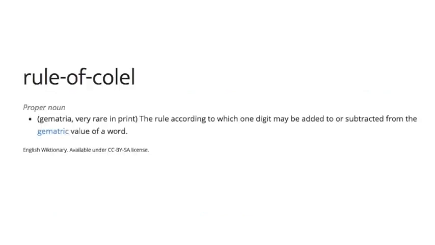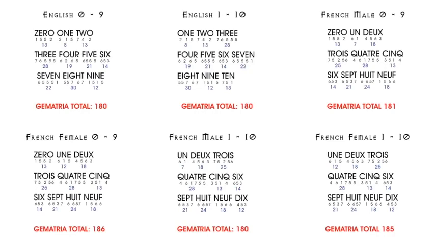And I want to go to one thing that I actually basically just learned. It's something I was employing, but I didn't even realize that there was a terminology to it, and it's called the rule of Colel. The rule of Colel is the rule according to which one digit may be added to or subtracted from the gematric value of a word. So it's this idea that when you get a value, like for instance 180, you can add or subtract one number to get your result, in other words, right?